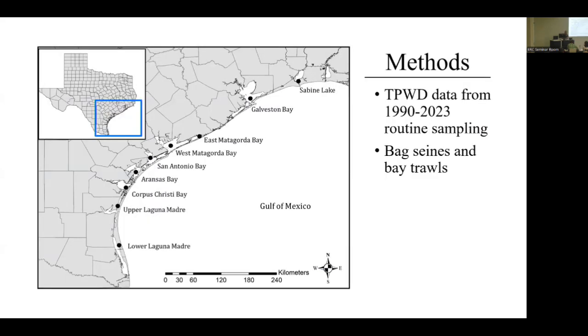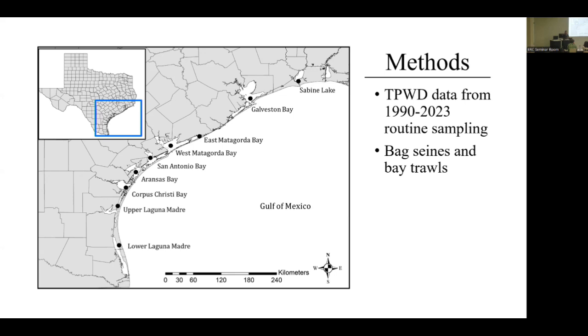So moving into our methods, as I mentioned, we did use the Texas Parks and Wildlife routine sampling data from 1990 to 2023. We took both bag seine and bay trawl data to help give us a good amount of length frequencies for these juvenile Atlantic croaker.